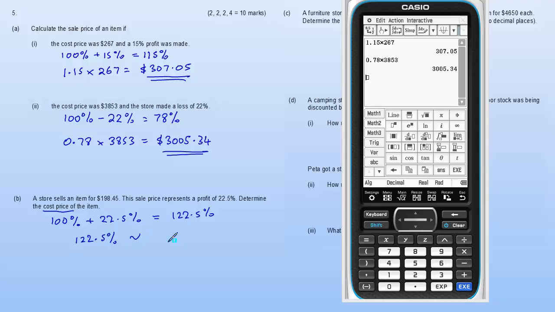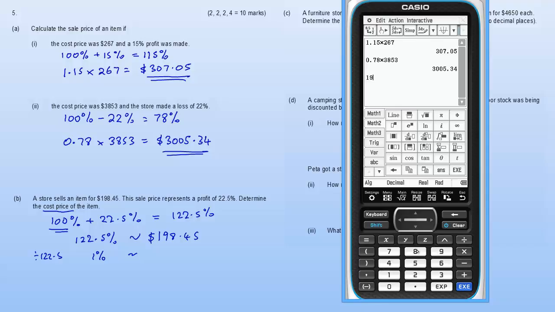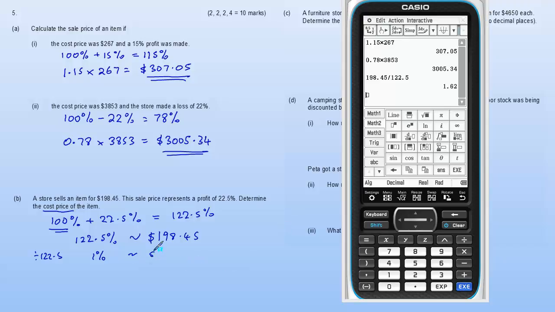So we know that 122.5% is equivalent to $198.45. We want the cost price, which we know is 100%. So if we now divide by 122.5, we can find 1%. So 198.45, divide that by 122.5, and we get $1.62.